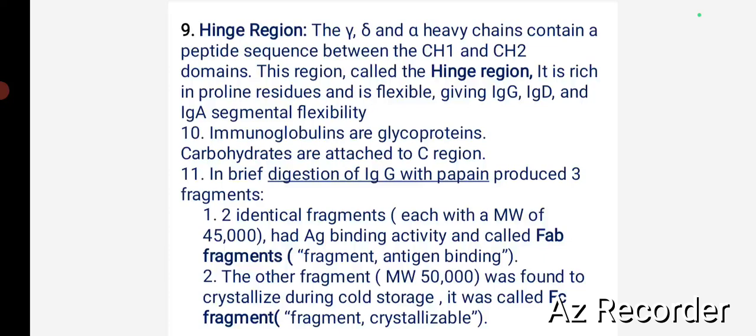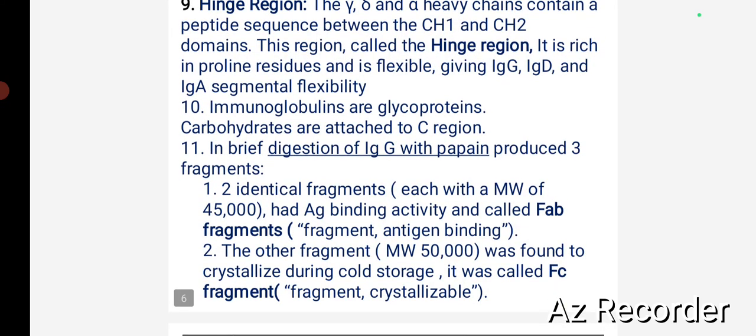In brief, digestion of immunoglobulin. For example, IgG with papain produces three fragments. Two identical fragments, each with a molecular weight of 45,000, had antigen binding activity, so they are called Fab fragments. Fab means fragment of antigen binding.